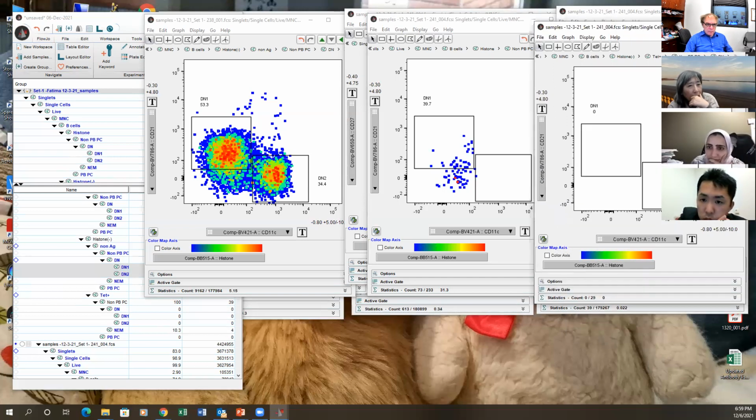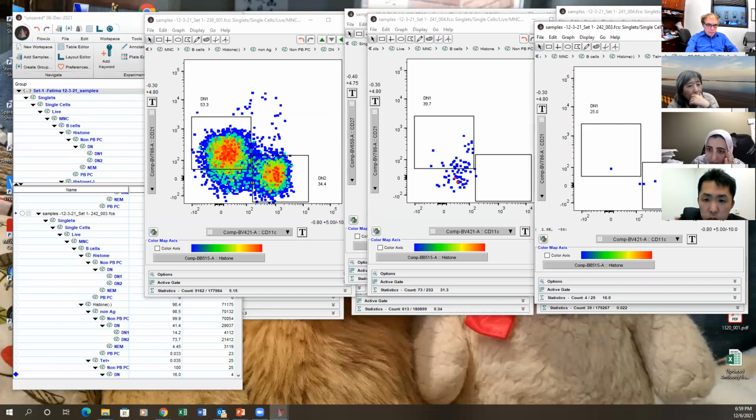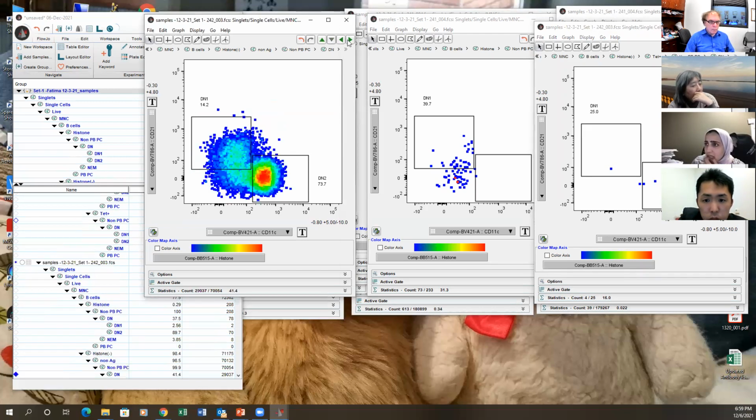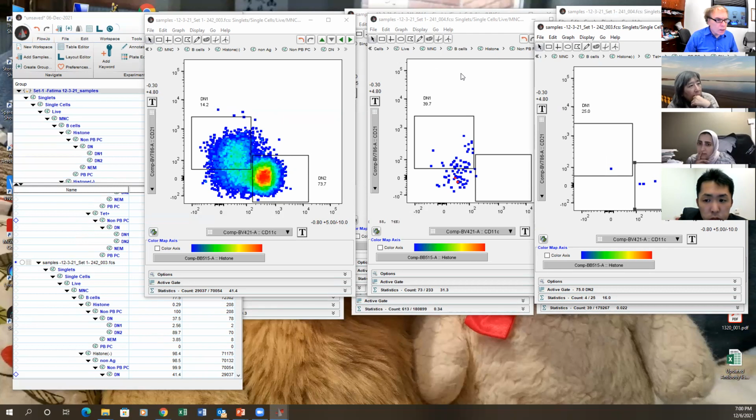I think 242 is the only one that has a little bit, it's more DN2. So let's look at two. Yeah, but here this is mainly DN2 also, right? But unfortunately, it's only 4 cells. So this is more like the same. I think with this I can move this because these 3 are more the same. So it's DN2 like that.